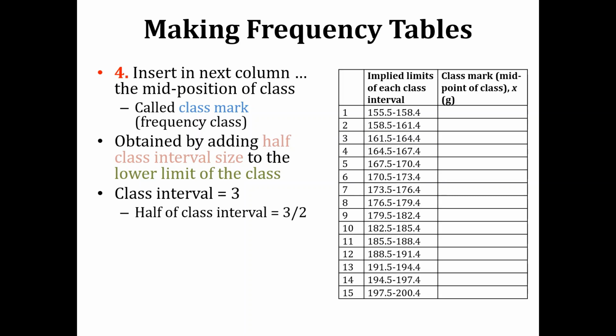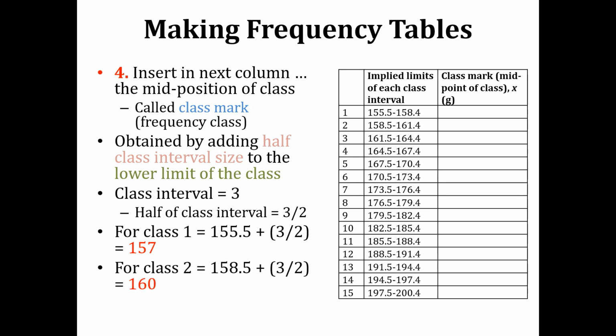So what is half of the class interval? Our class interval is 3, and half of the class interval is going to be 3 by 2. And what is the lower limit for class number 1? It is 155.5. So we are going to add half of the class interval to the lower limit of class number 1, and we are going to get the number 157. So 157 is the midpoint, or the class mark, for class number 1. This is the middle point, right?